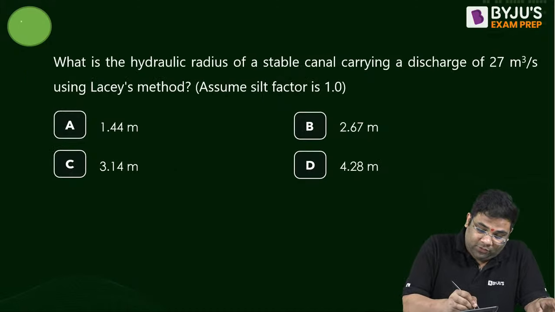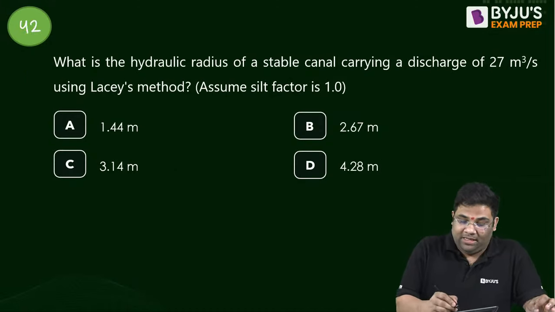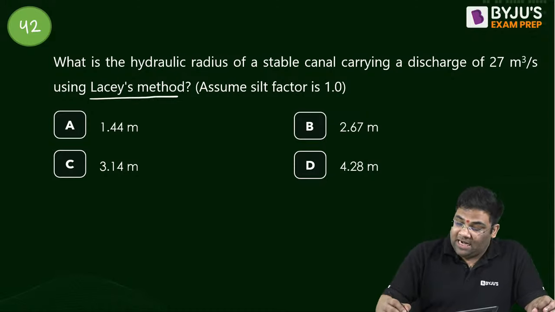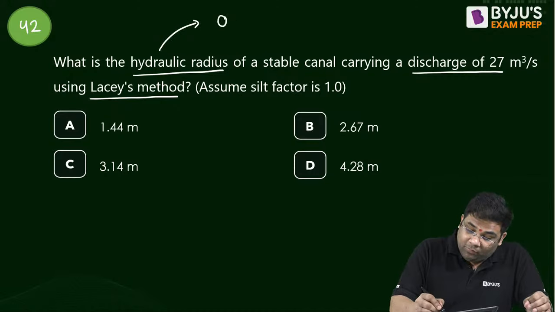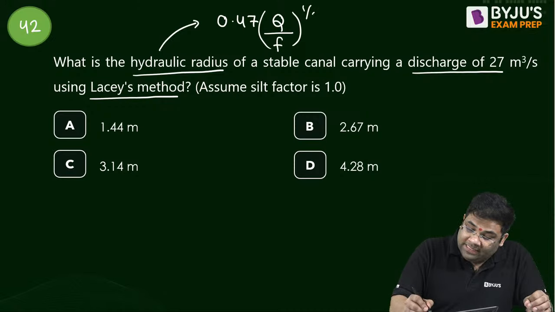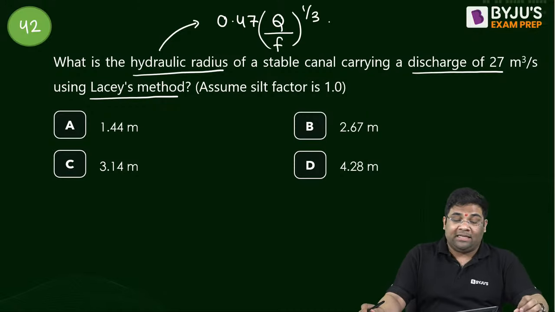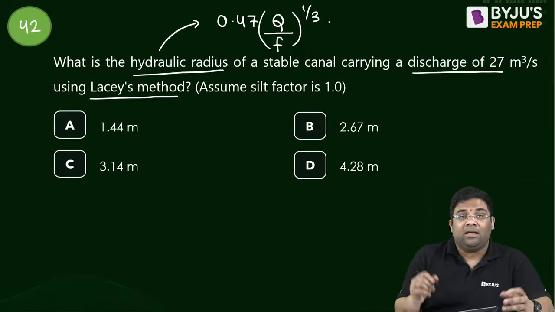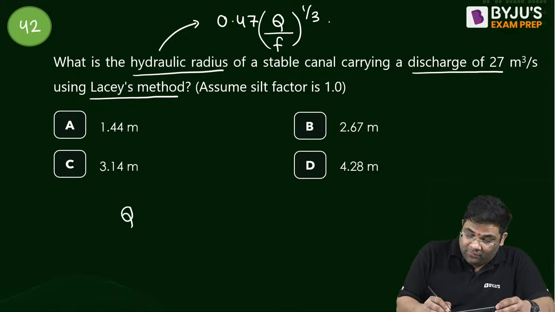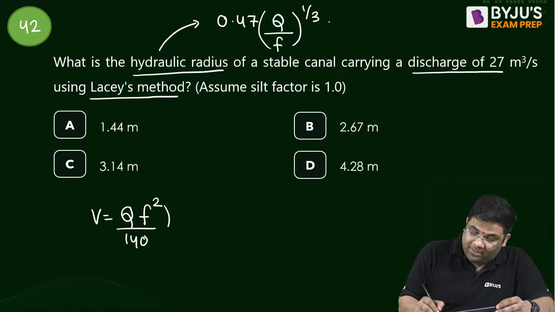Next question, 42 question. Lacey's method, discharge is given. You have to find out the hydraulic radius. The hydraulic radius formula is what? It is 0.47 (Q/f) to the power 1/3. So many empirical formulas are there for Lacey's method. Just remember, I have discussed many of the empirical formulas, like the velocity is (Q f squared / 140) to the power 1/6.